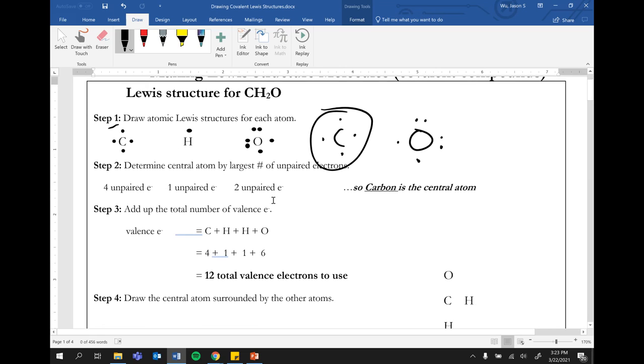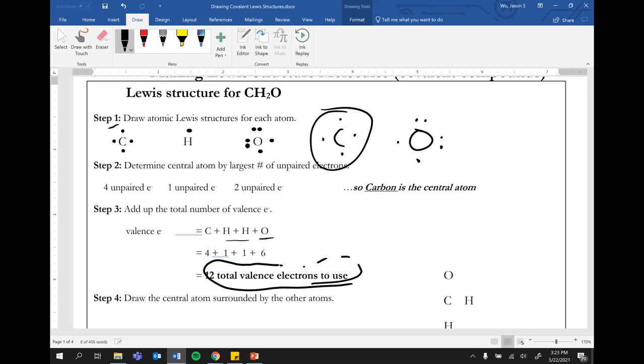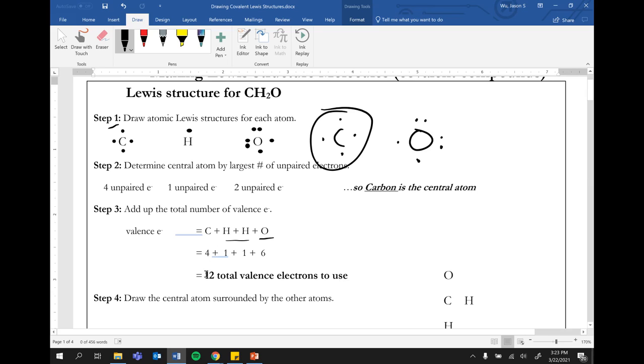The next thing I want to do is add up the total number of valence electrons. So for CH2O, that means I have 1 C, 2 H's, 1 O. And I see I have 4 plus 1 plus 1 plus 6 when I add up all of the valence electrons. So that means in total, I have 12 valence electrons, and that's the number of electrons that I have available to use.